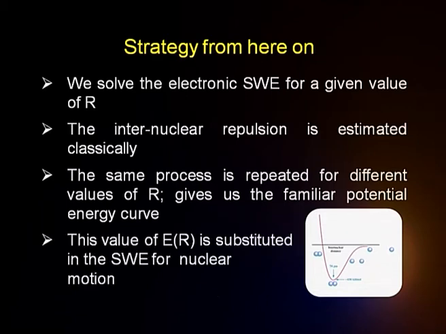Then this value of E electronic, because this actually gives me how E electronic changes as a function of R, is substituted into the nuclear equation, or the equation for nuclear motion, and that is solved thereafter. That is the kind of strategy we have, and the core of all this strategy is the first thing, that is, we need to solve the electronic Schrodinger wave equation.